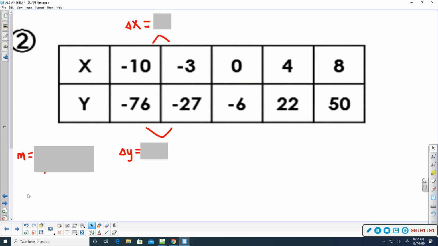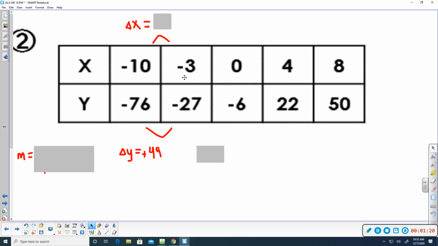For number 2, again, we're doing the same thing. First, let's find the change in y. Now, this is a little trickier. To get from -76 to -27, what do you do? Here the answer is you add 49. So you do -76. If you add 49, you'll get to -27.